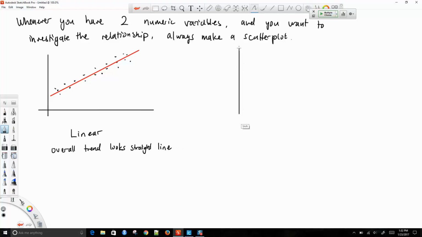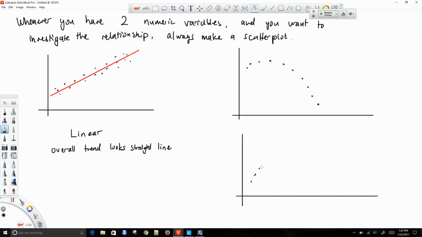Okay, and then anything that's not a straight line, I mean, these are just very obvious things, but you probably have a little bit more scatter or something like this. Okay, these we would just say these are nonlinear.